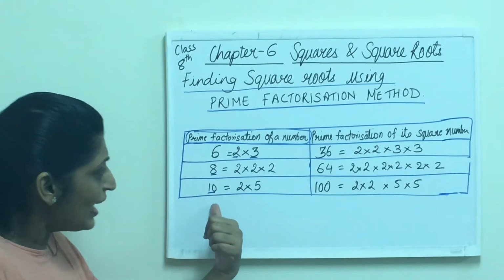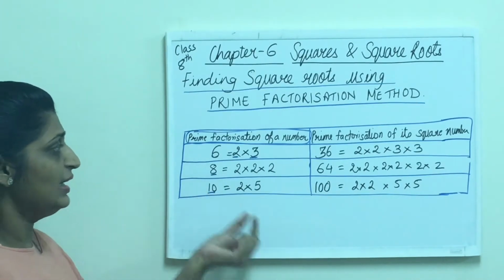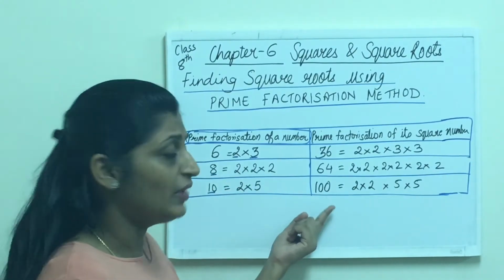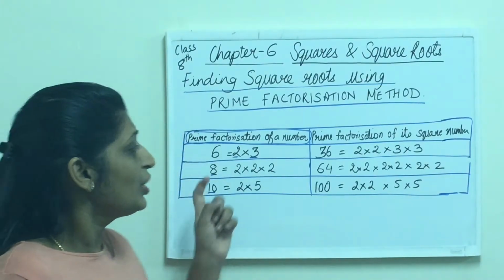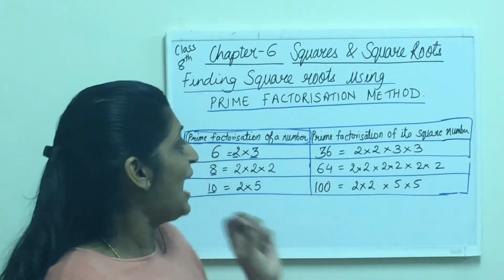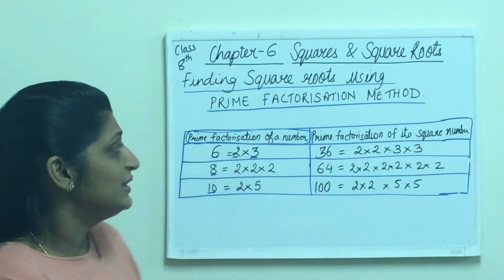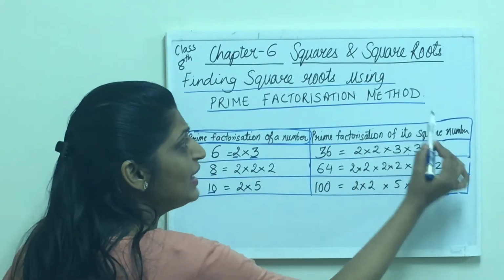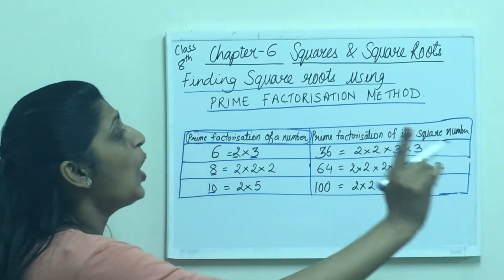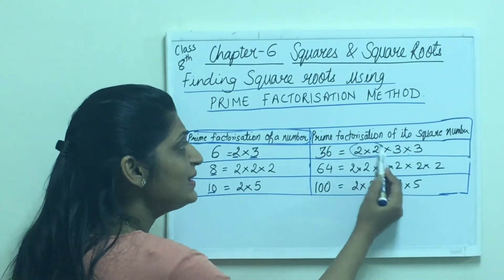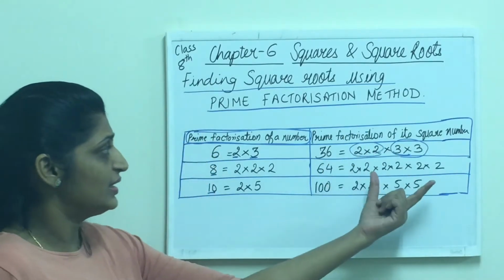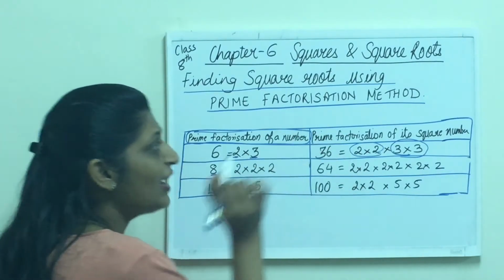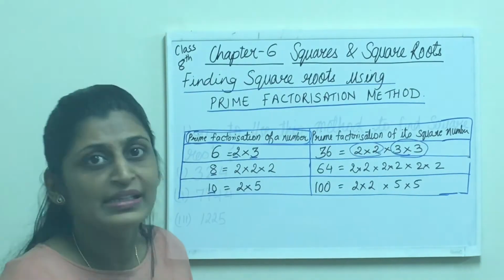Similarly, in the prime factorization of 10, you can see that there is one 2 and one 5. Whereas in the prime factorization of 100, which is the square of 10, you can see that there are two 2s and two 5s, right? Thus, I conclude that the prime factorization of a square number always has twice the factors of the given number. Therefore, prime factorization can be used to find the square root.